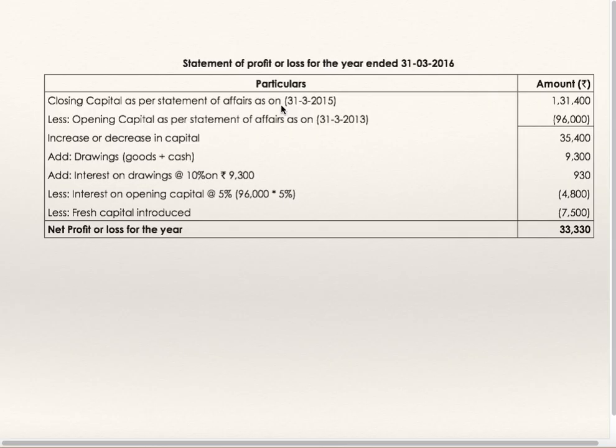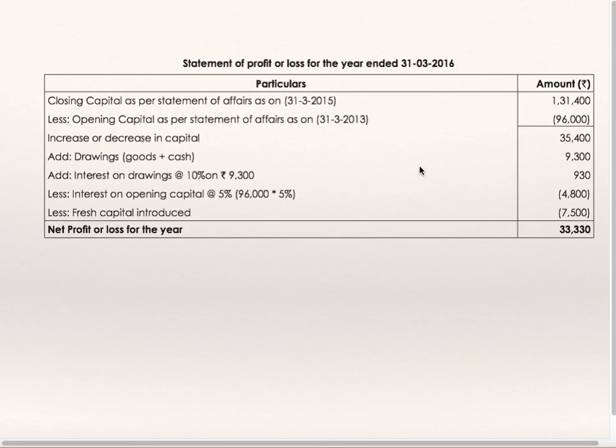Statement of profit or loss for the year ended 31st March 16. Closing capital as per closing statement of affairs 1,31,400. Opening capital as per opening statement of affairs 96,000. Increase in capital is 35,400. Add drawings both in cash as well as goods 9,300.